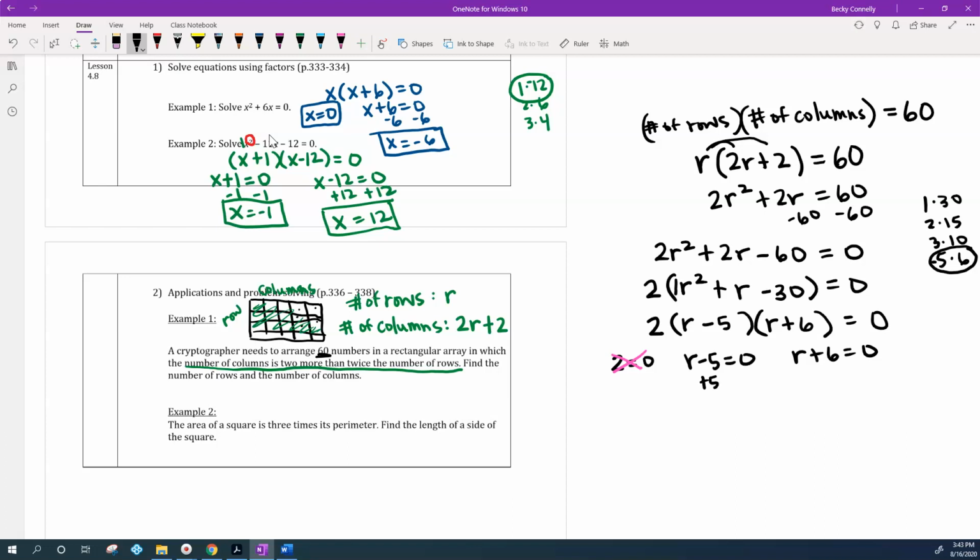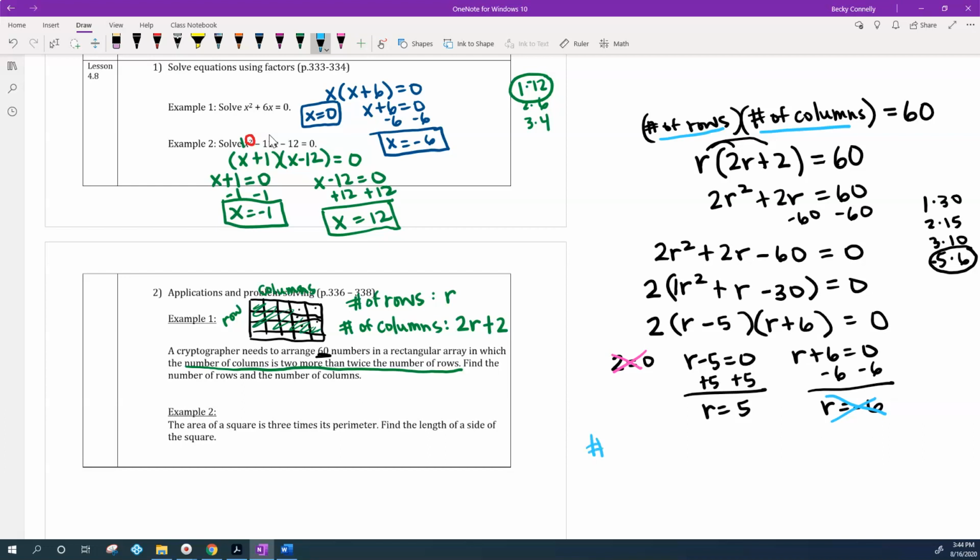So let's add the 5 over. We get r equals positive 5. Subtract the 6 over, and we get r equals negative 6. Okay, now remember, we're talking about the number of rows and number of columns. It doesn't make sense to have a negative amount of rows. So we're going to call this an extraneous solution, and that's not going to be a good one. So we're going to use the other one. So r equals 5 would be our answer.